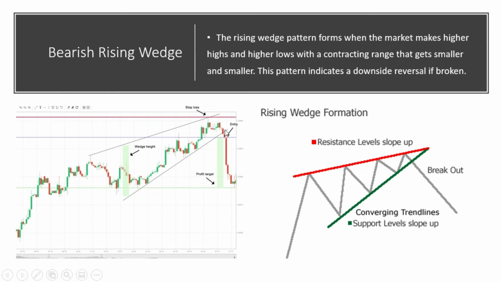So how do we measure where the projected breakout range of this triangle would be? We take the wedge height. So we take a triangle from top to bottom and we measure that and project it over to the breakout area. And that's how we get our entry and our profit target, right? So we could see over here also the resistance level slopes up and the support level slopes up as well. And we have either a breakout to the upside or the downside, but most likely the downside, right? Because these are reversal patterns.